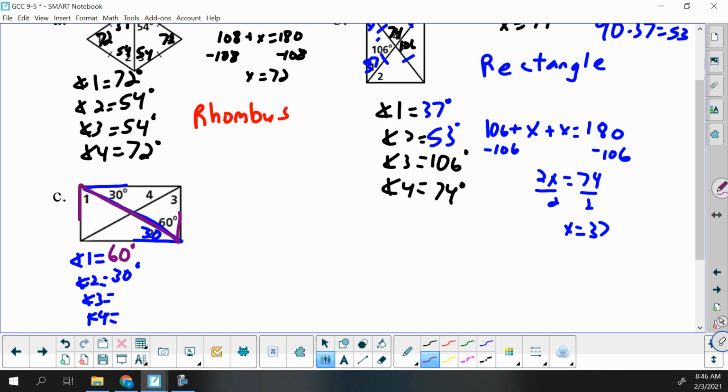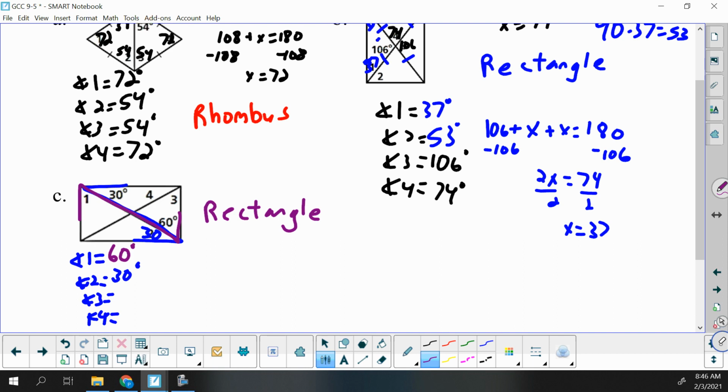Well, let's see if we can name our figure now. 30 and 60 gives us 90, so we know it's at least a rectangle. If it also has a rhombus property, then it would be a square. But in a rhombus, the diagonals bisect the angles. And these diagonals are splitting into angles of 30s and 60s, so they don't bisect the angles. So this is just a rectangle.